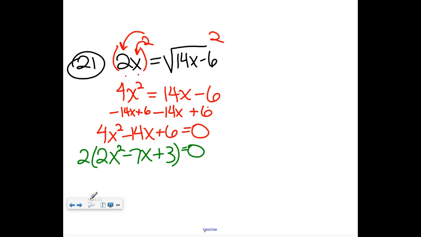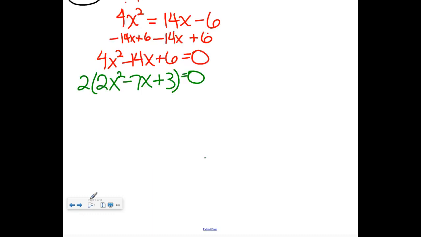Okay, I'm going to scroll up because I'm running out of space. All right, so now we're going to regular factor this. The 2 will just chill out there. Okay, and now we're regular factoring. Reminder, the only way to get to 2 is 1 and 2. So I'm going to have 1x or x and 2x. If you have those flipped around, that's fine. And the only way to get to 3 is 1 and 3.